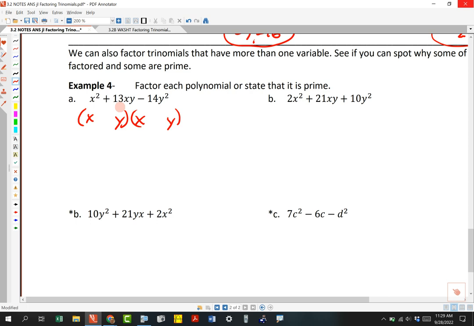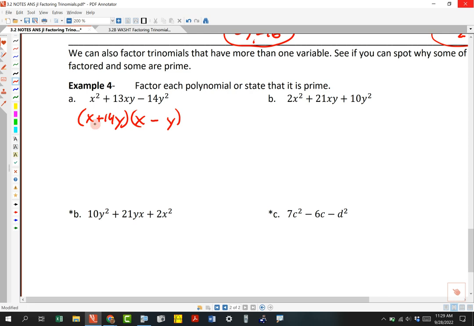Angela? 14 and negative 1. Okay, I'm assuming positive 14, right? Okay, positive 14 and negative 1. So if I put those right there, and again, as long as I move the negative y over here or the 14 over there, they're the same factors, commutative property there.